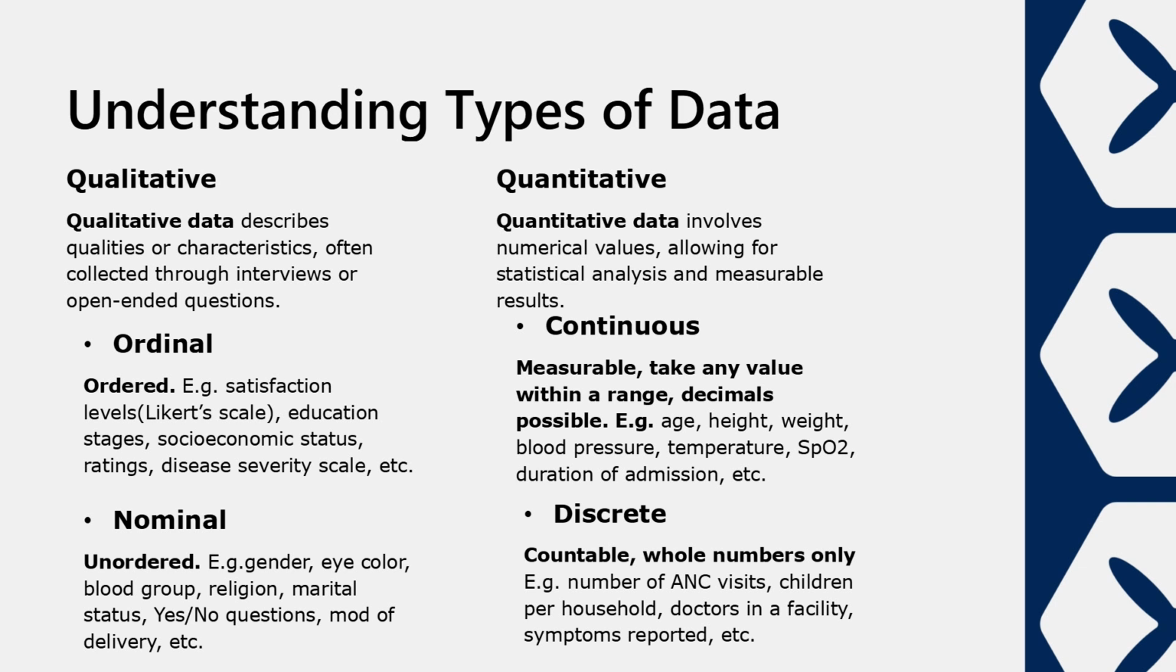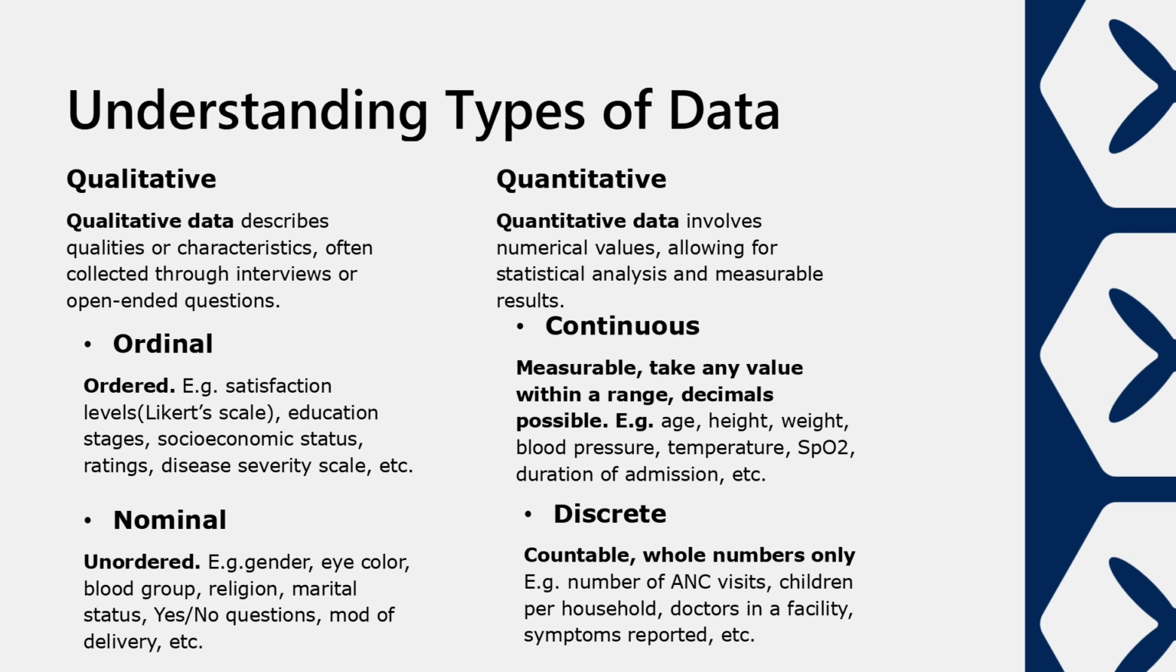So age, height. Now age is controversial. Some will say it's continuous, some will say it's discrete. Somebody cannot be 1.1 years old, somebody cannot be 1.5 years old. It's a little controversial, but it depends on the context that you are following. But anyways, in SPSS, whether it's discrete or continuous, you will just see scale there. So it takes care of the numerical variables. So temperature is continuous, SpO2, duration of admission, and so on and so forth.